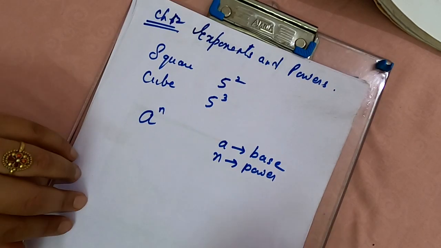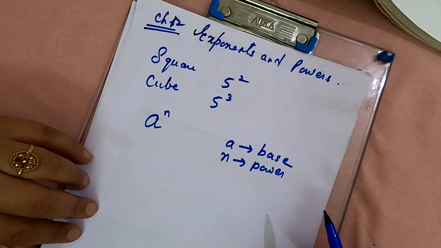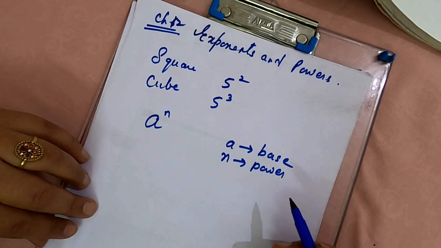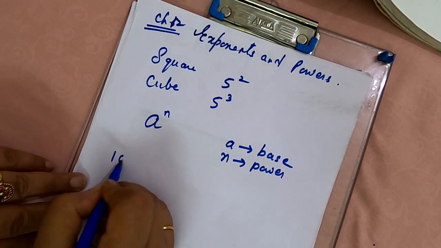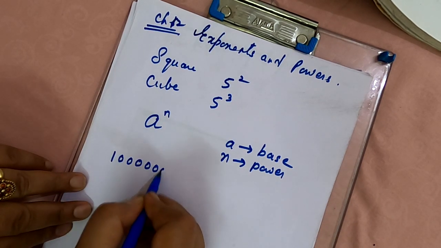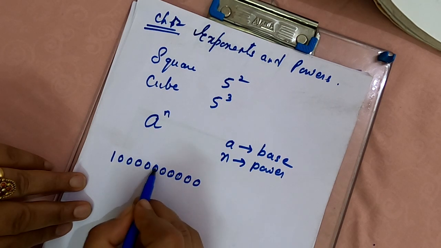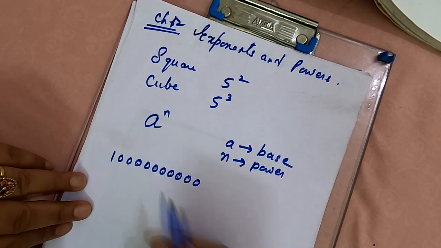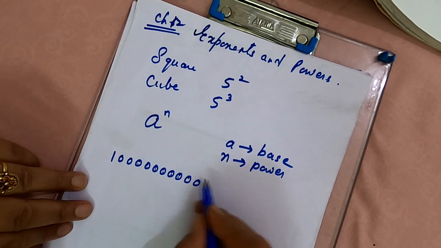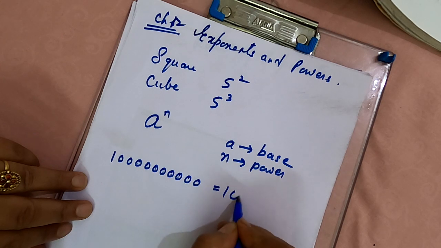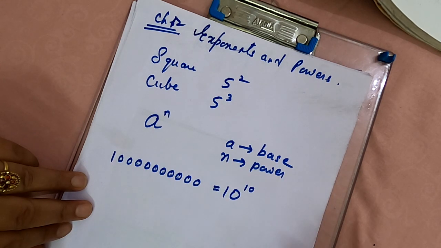Clear? What is the need of these exponents and powers? To express very large numbers and very small numbers. So see a number 1, 2, 3, 4, 5, 6, 7, 8, 9, 10. It is not easy to write this number again and again. So the shortest method to write this is 10 raised to power 10.